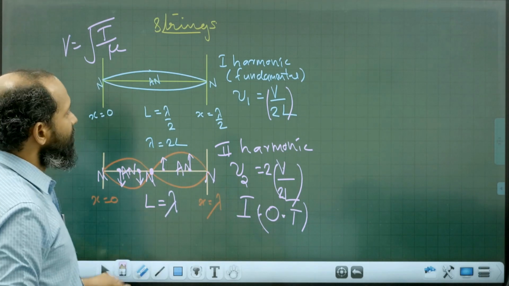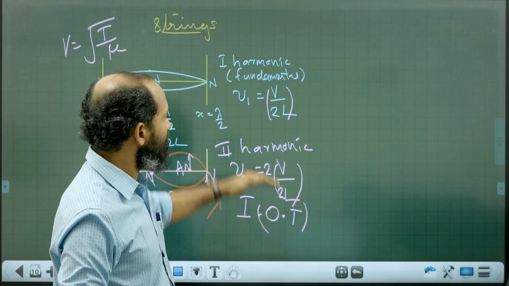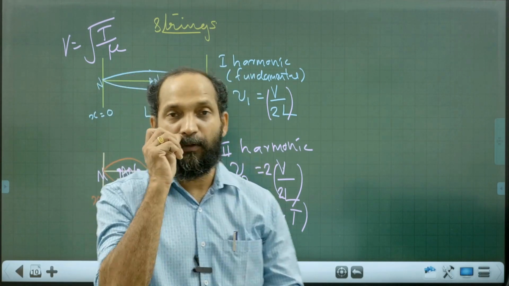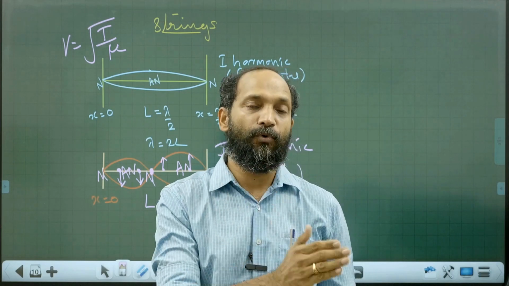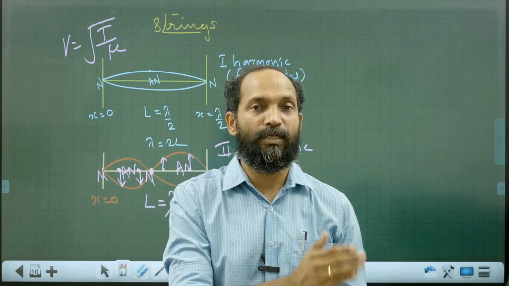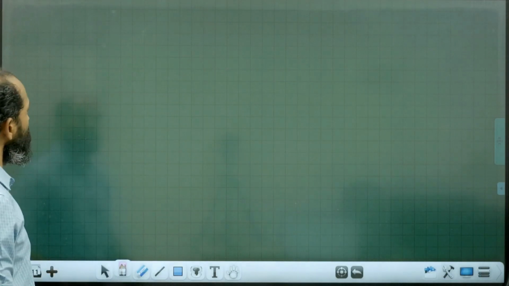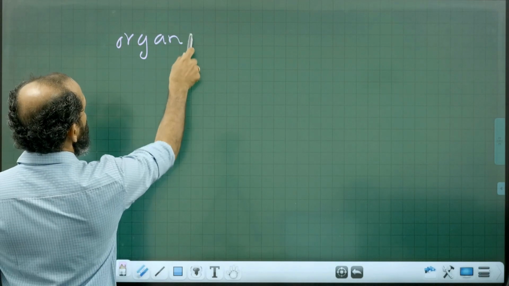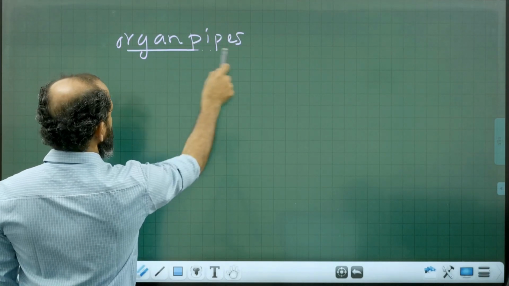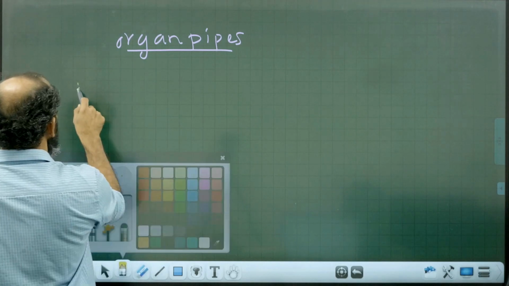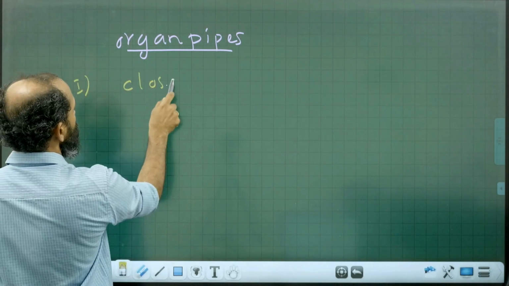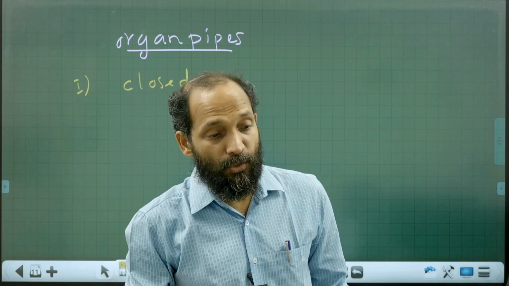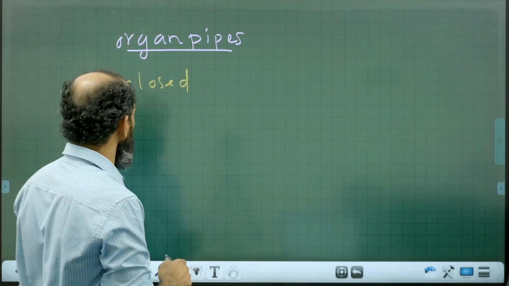Is it clear? Then each of those frequencies, first harmonic, second harmonic, third harmonic, all bear the ratio 1 is to 2 is to 3 is to 4 is to 5, like that. Now, standing waves in organ pipes. Organ pipes are of two categories. The first one is the closed organ pipe. The organ pipe whose one end is closed and the other end is open is called a closed organ pipe.